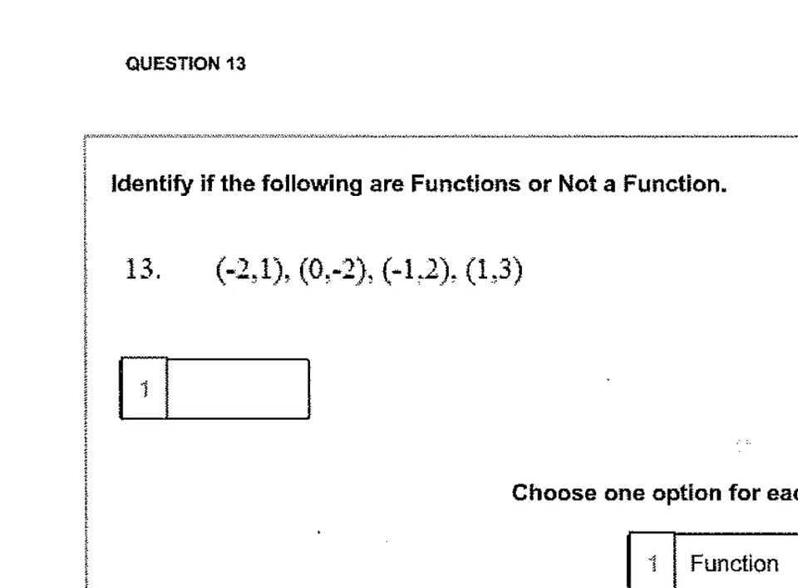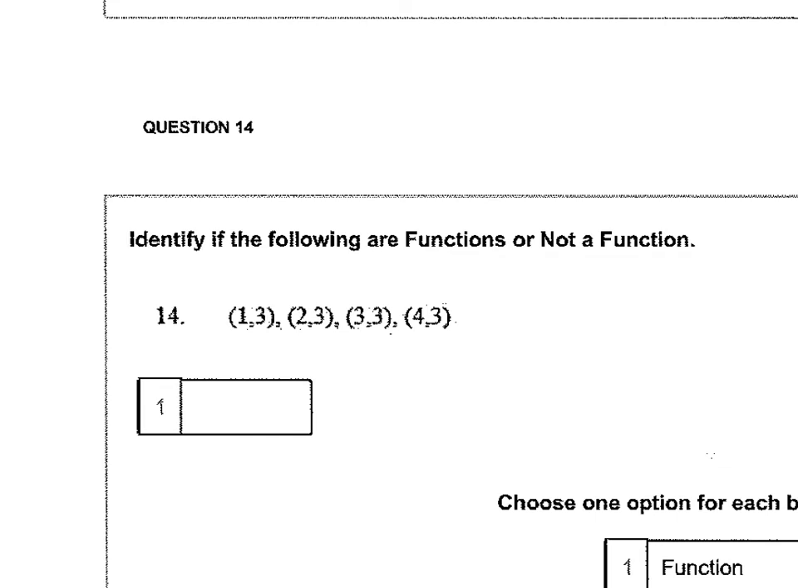Okay, if it's coordinates, remember we're only looking at the x's. We want to make sure the x's don't repeat. So I'm just going to mark out the y's. I don't need to look at those, just the x's. So I'm looking at -2, 0, -1, and 1. Do any of those numbers repeat? Do we see doubles of any of those numbers? No. -1 and 1 are different. Those are not the same numbers, so that would be a function. That would work.